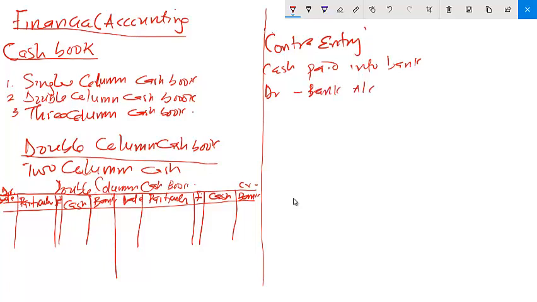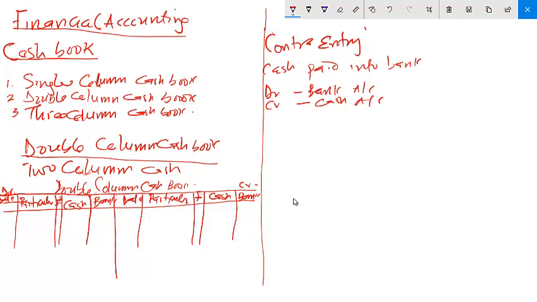So we debit bank accounts, that is the bank column in the cash book. Then we are going to credit cash accounts, since the cash is actually going out to the bank. So bank is receiving, we debit the bank. Cash is given, then we credit a cash account.